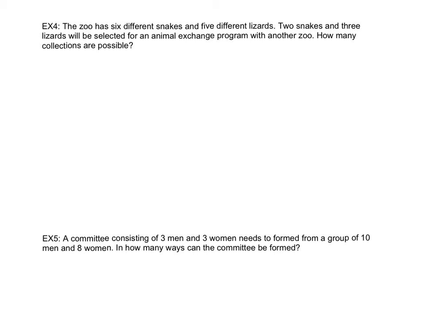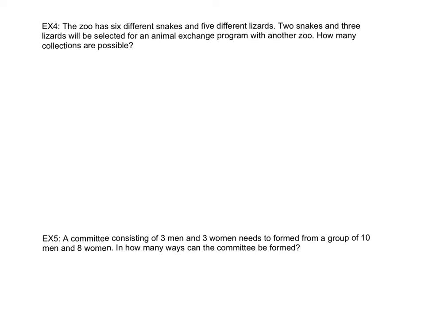2 snakes and 3 lizards will be selected for an animal exchange program with another zoo. How many collections are possible? So since this is more than one group, I have to be really careful. Now remember, whenever we have more than one group, it's actually what we did in 11.1. It's a fundamental counting problem, but this is also a combination.